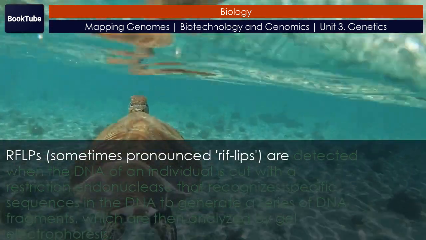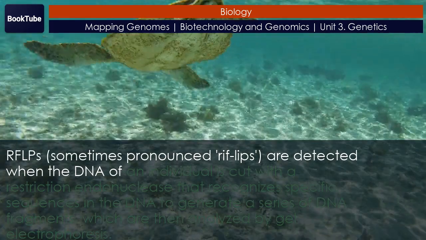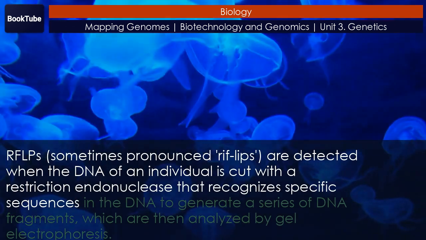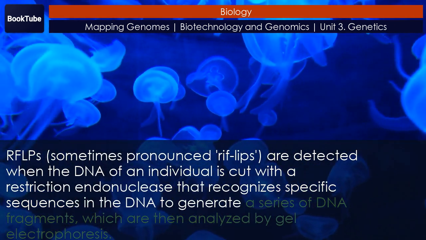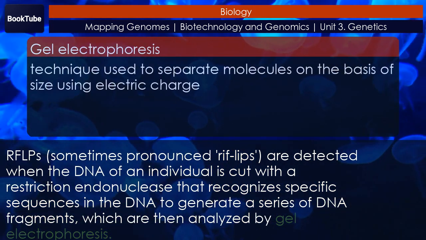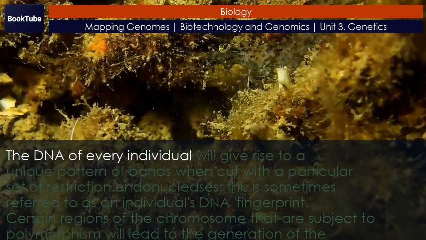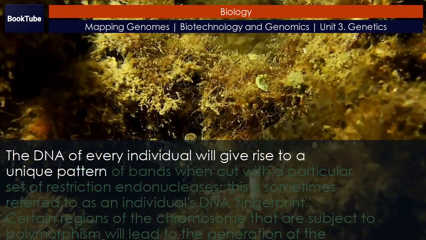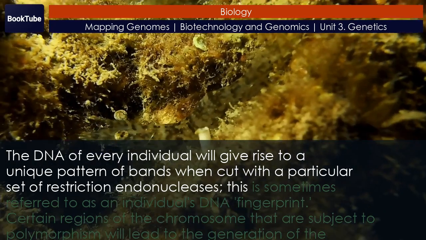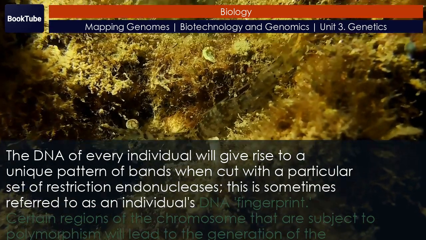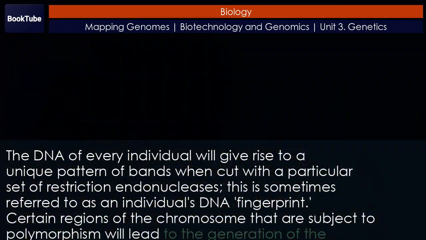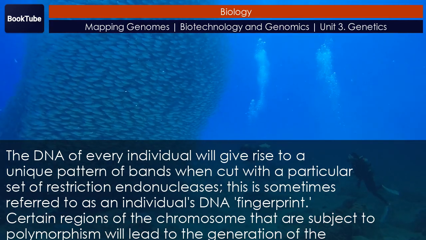RFLPs, sometimes pronounced RIF-LIPs, are detected when the DNA of an individual is cut with a restriction endonuclease that recognizes specific sequences in the DNA to generate a series of DNA fragments, which are then analyzed by gel electrophoresis. The DNA of every individual will give rise to a unique pattern of bands when cut with a particular set of restriction endonucleases. This is sometimes referred to as an individual's DNA fingerprint. Certain regions of the chromosome that are subject to polymorphism will lead to the generation of the unique banding pattern.